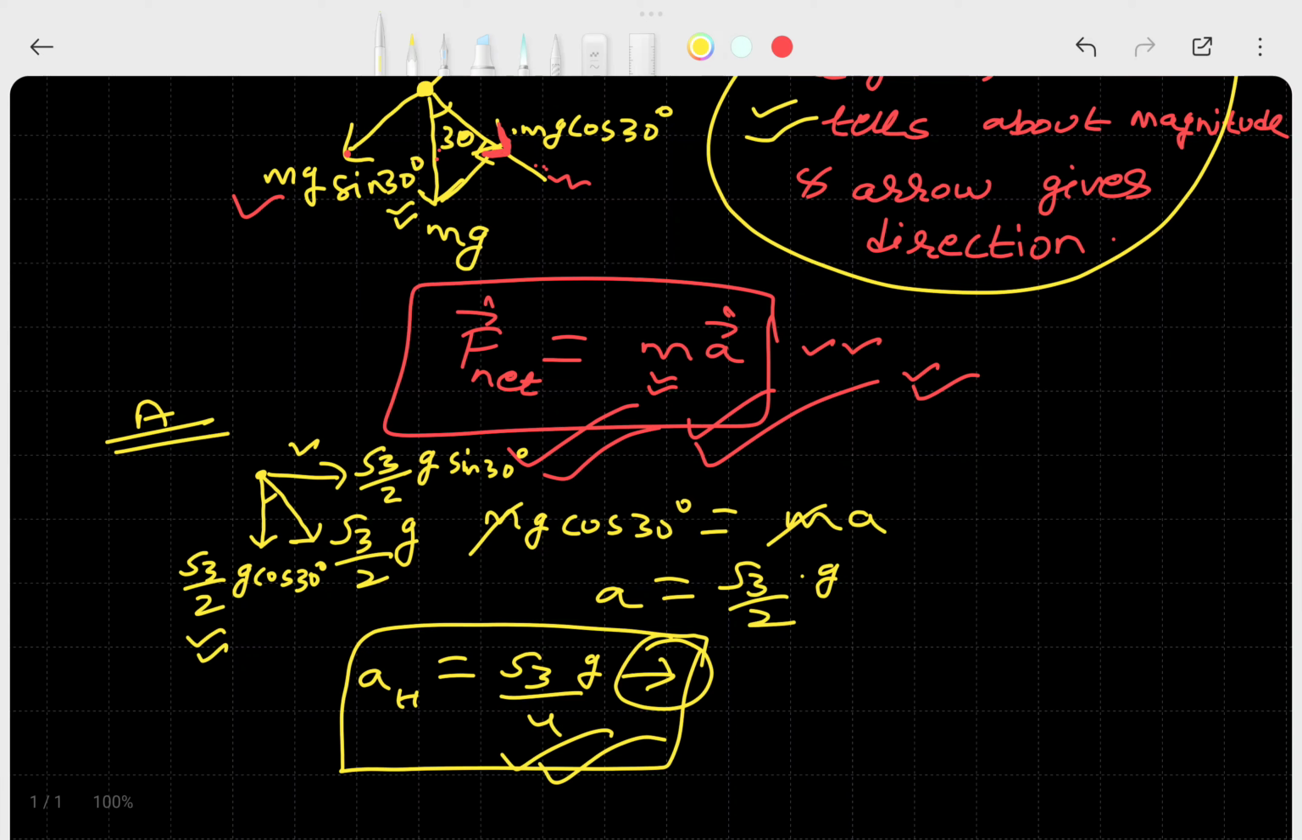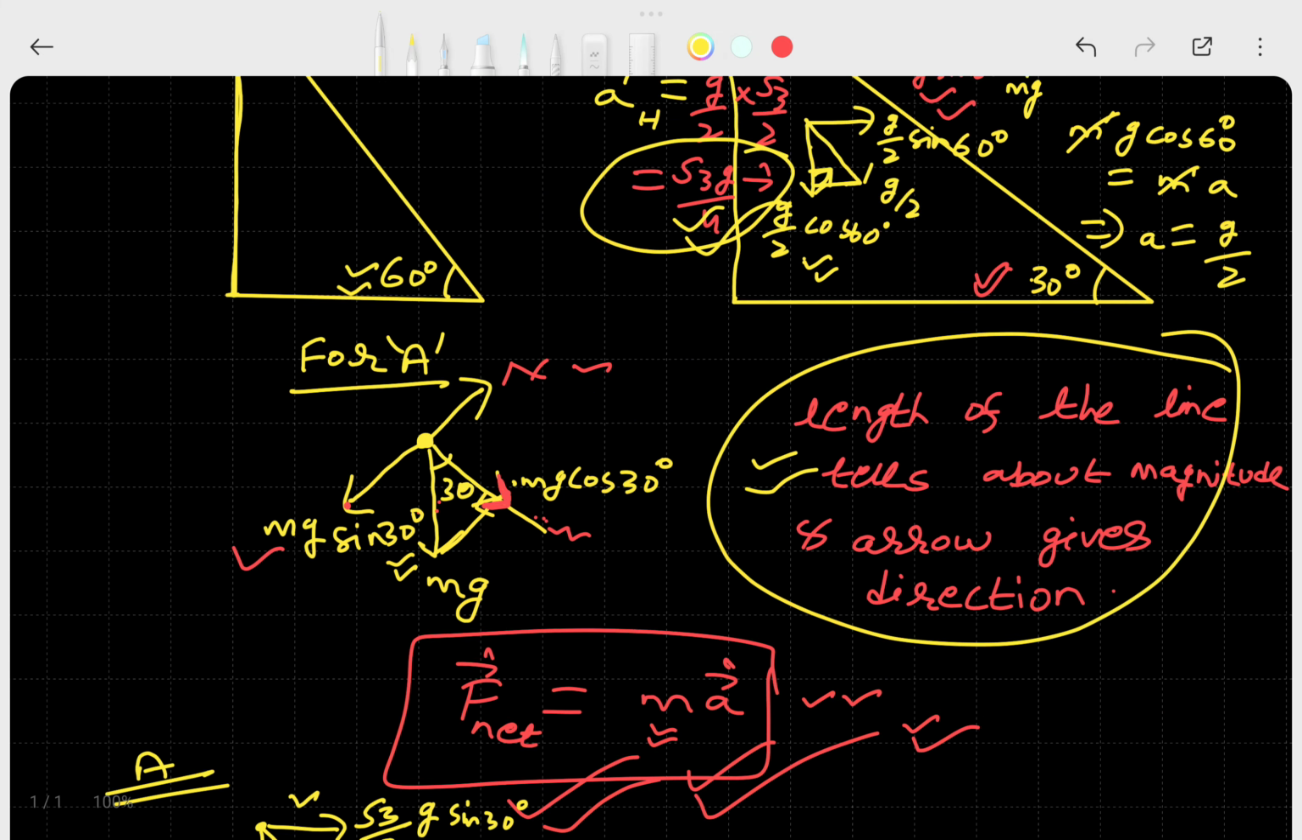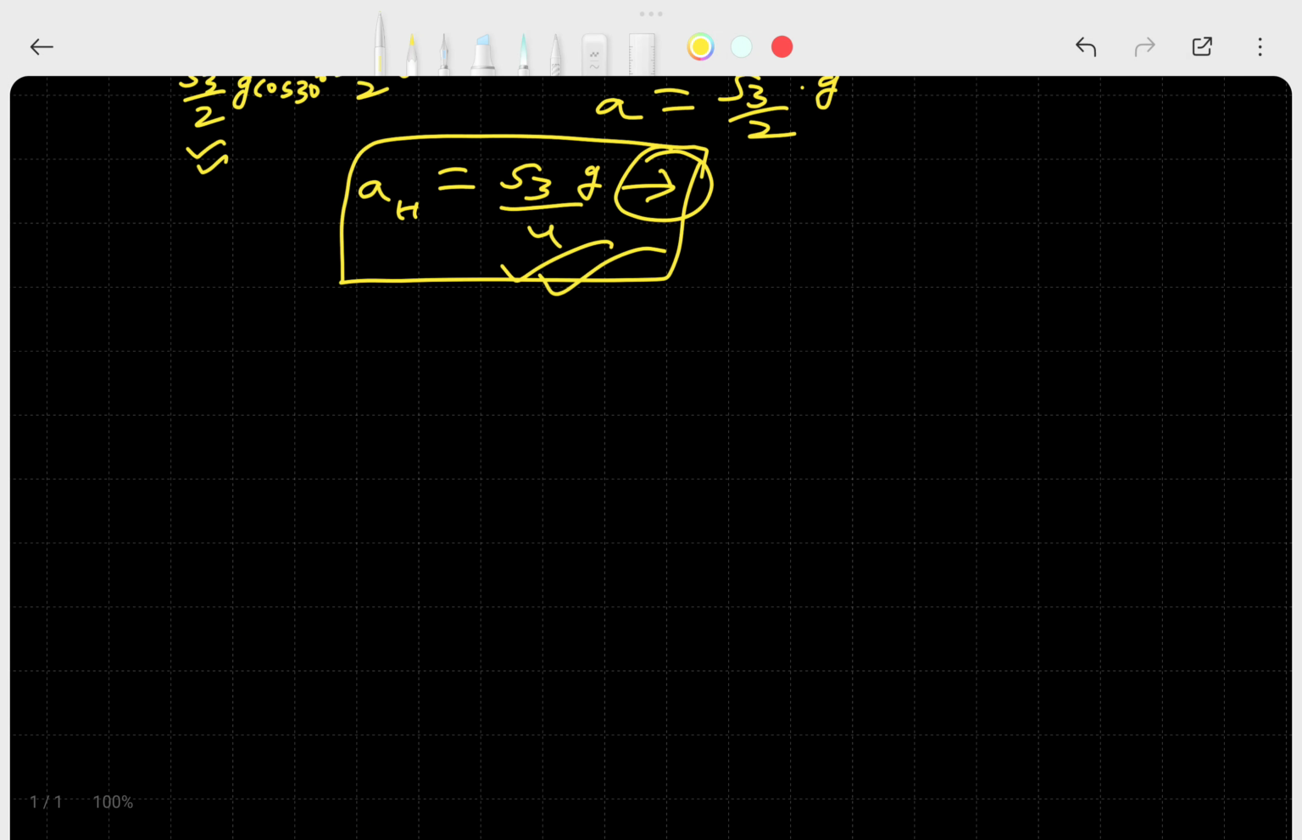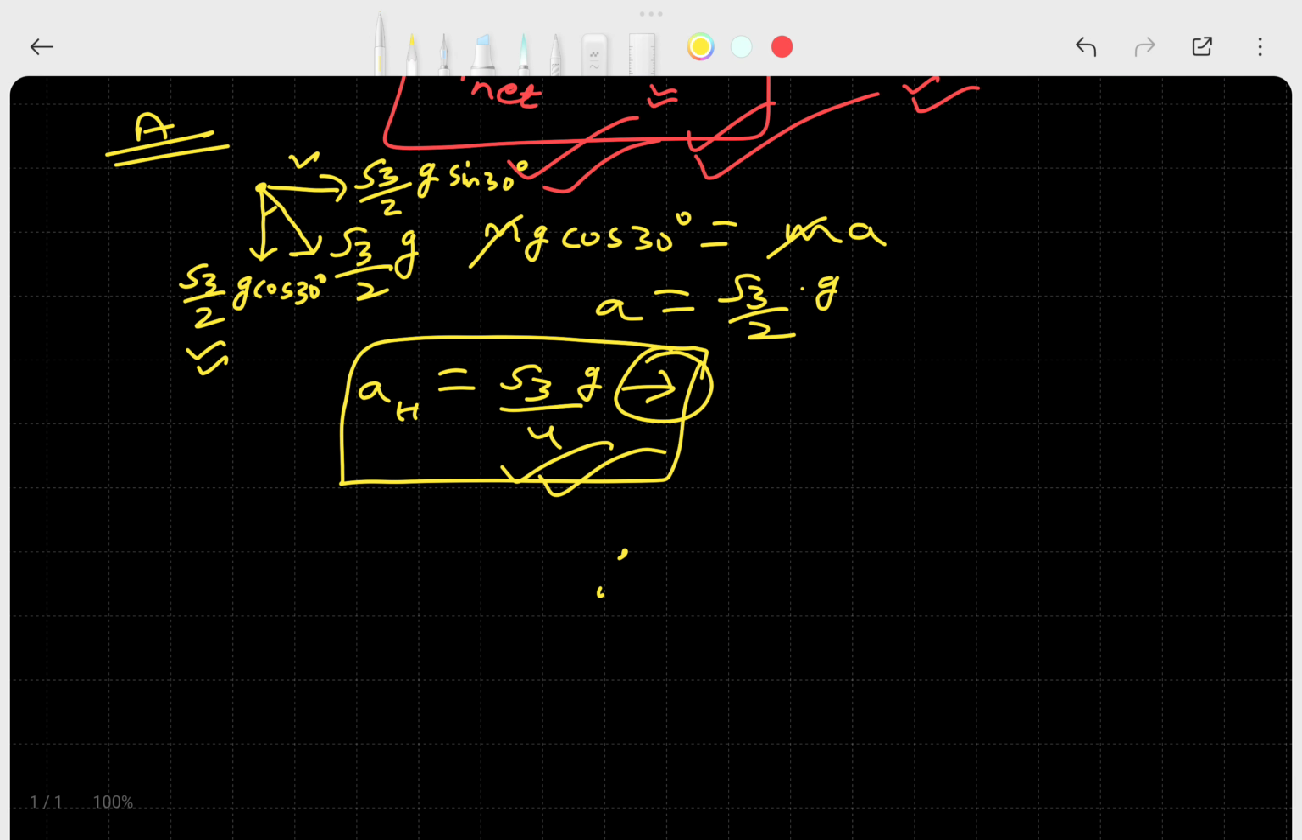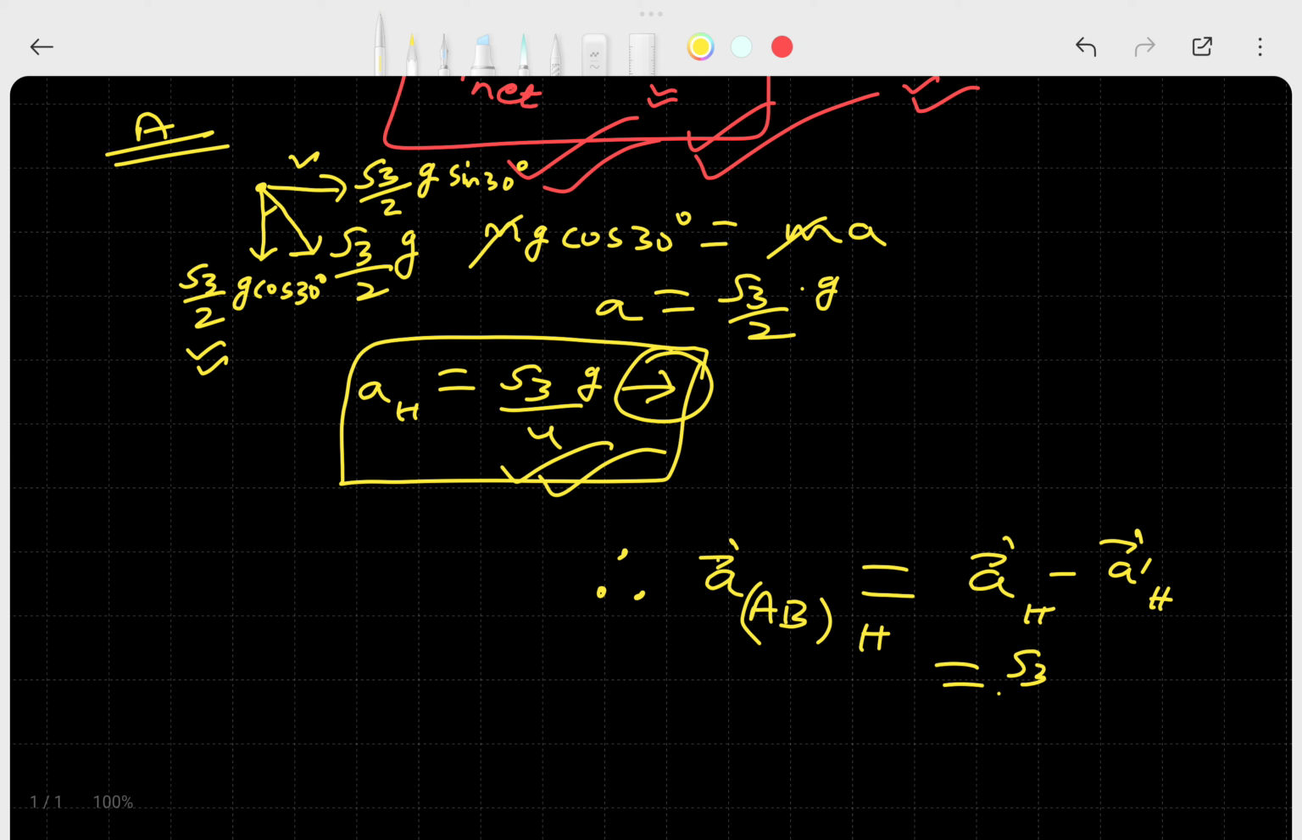Therefore, the relative acceleration in the horizontal direction of A with respect to B is a dash AH minus a dash BH, whose value is the same, that is root 3 by 4, right? Yes, root 3 by 4. So root 3 by 4 g minus root 3 by 4 g. So the relative acceleration is 0.